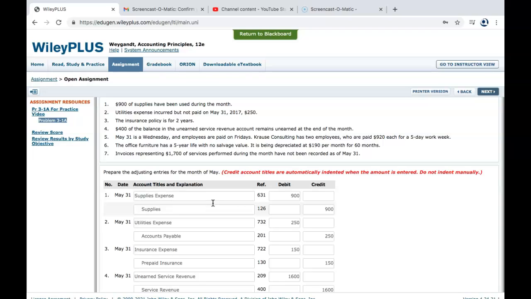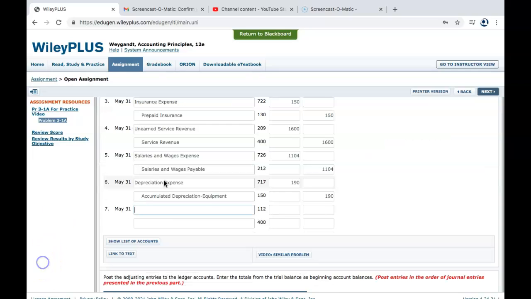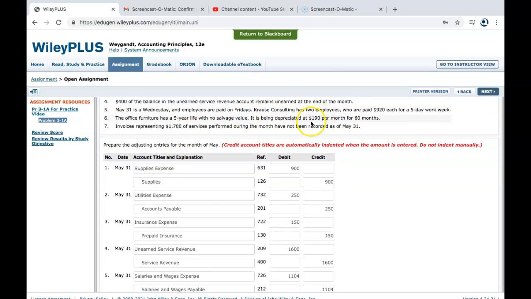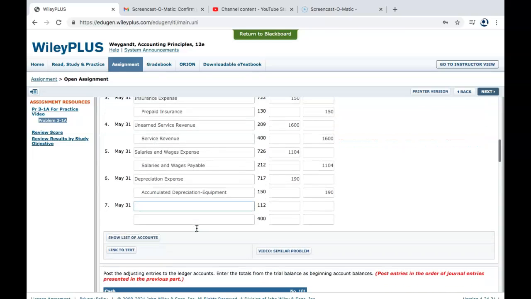It is being depreciated at $190 per month for 60 months. So in this case, we're simply just looking at the 190. So here for the depreciation, we're only concerned with the 190 because they're actually giving us the answer that this 190 is on the per month basis, so we don't need to do any math. We need to increase the expense with a debit, and we also need to increase the contra asset, accumulated depreciation, specifically for equipment, with a credit.